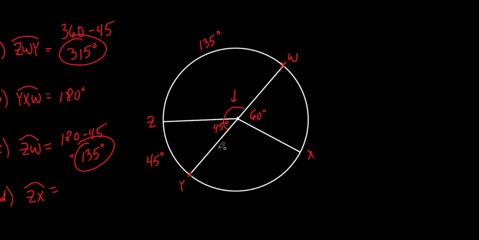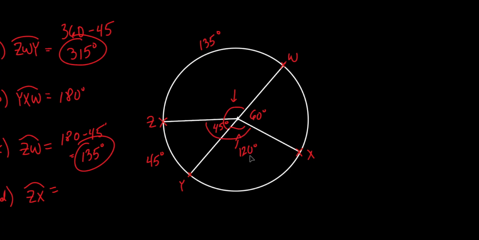So let's do this. Do I know that angle right there? What is that? This angle right here? It's 120, right? Because look, there's my straight line, right? This is 60. That angle right there has got to be 120. And what am I trying to find? ZX. So I'm trying to go from here all the way to here. So this is what I'm trying to find.